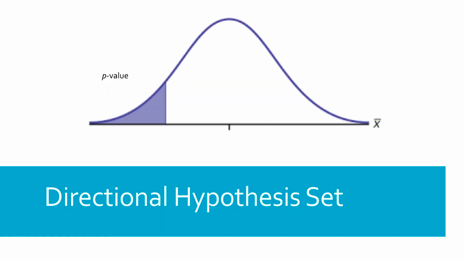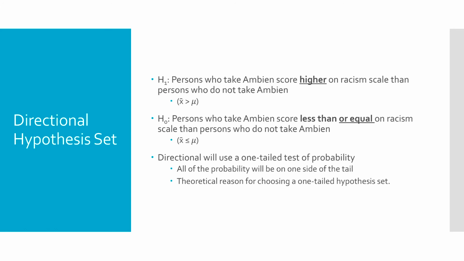But let's look. In this case, we have stacked all of our p-value on one side of the curve. And so we don't care about probabilities on this side, right? It's not meaningful. All of our probability is stacked over here on this side. So this is 5%, and then this is 95%. All this white area is 95%. And this is 5%, not 2.5 on each side, 5 on one side. That's a directional hypothesis. Well, there's a theoretical reason for choosing a one-tailed hypothesis set.